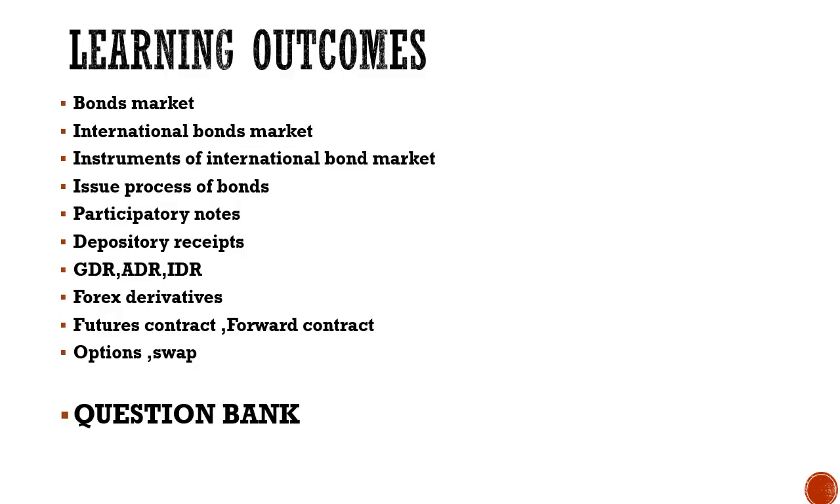The learning outcomes of this particular video are that after going through the video, you'll be able to understand what is a bond market, what is the international bond market, what are the various instruments of international bond markets, what is the issuance process of bonds, what are participatory notes, what are depository receipts, what are the various types of depository receipts, that is the GDR, ADR and IDR. What is Forex derivatives? What are future contract, forward contract, and lastly, what are options and swap? And thereafter, I will provide you all the question bank of your module 4.